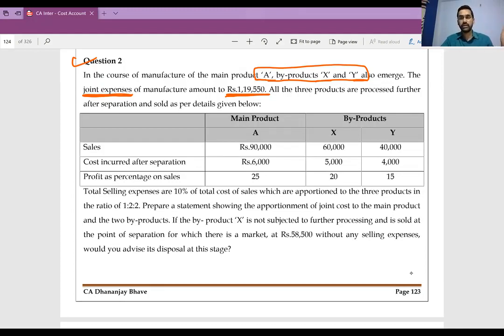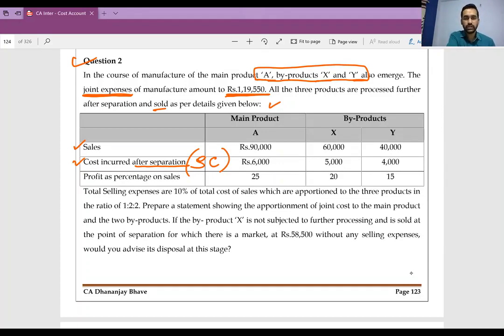Now with the help of the diagram, you know after separation they have further processed all 3, A, X and Y, and they have sold as per the details given below. Right. Sales, cost incurred after separation. Understand the wordings. When they say cost incurred after separation, this should be separate cost. Obviously, once you separate, then you incur. Whatever you incur after separating should be separate cost, right?